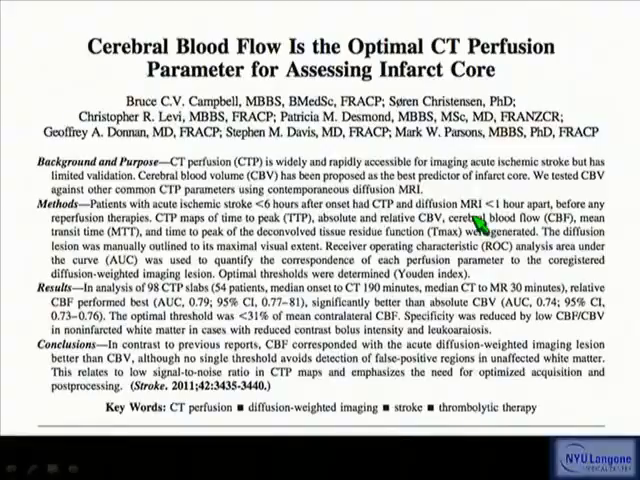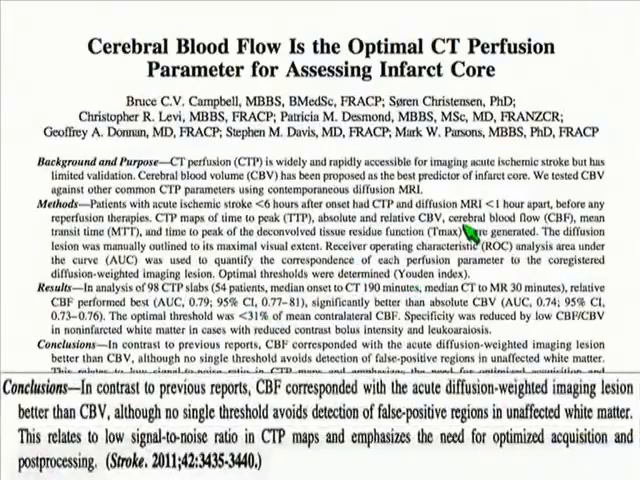So I am hardly the first person to say this. This is an article by Campbell et al. in Stroke 2011. And in this article, they conclude, in contrast to previous reports, CBF corresponded with the acute diffusion weighted imaging lesion better than CBV. Although no single threshold is good, CBF has a better correlation with the diffusion than CBV. And this relates to the low signal-to-noise ratio within the studies and emphasizes the need for optimized acquisition and post-processing.